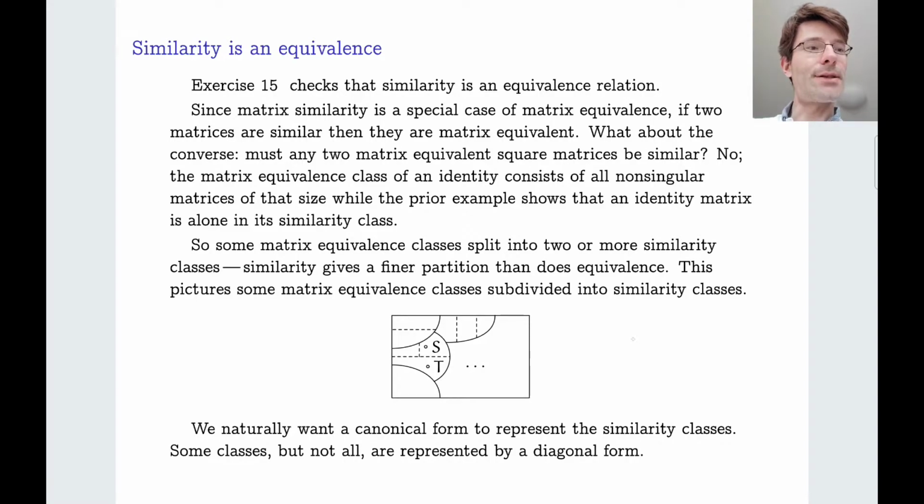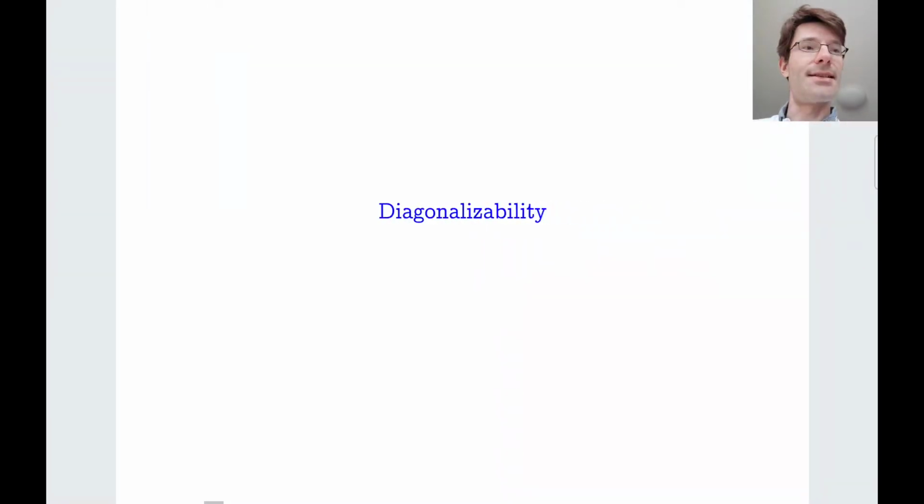Hello. Last time we arrived at this picture which visualizes similarity classes. So these small segments indicate similarity classes. For example, S and T would be in different similarity classes. And I raised a question whether each class might have a representative matrix that is in diagonal form. Or in other words, is every matrix similar to some diagonal matrix? And I already indicated that the answer is unfortunately perhaps no. And today we are looking a bit closer at this issue.